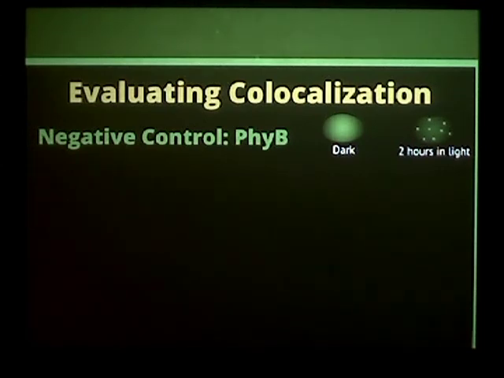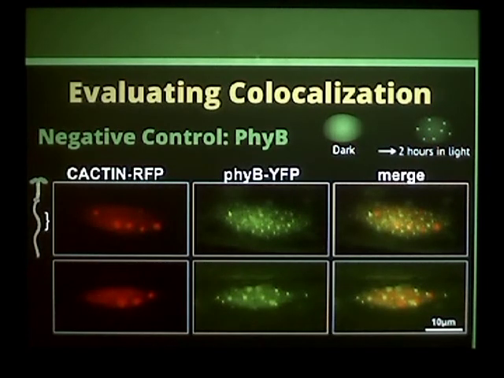So again, I wanted to use a negative control for this, because these are all overexpressed proteins with these fluorescent tags on them. Is there any chance that they're just clumping together because they're overexpressed, and that's why they're all colocalizing? So again, I used phytochrome B GFP as a control. Because I was interested in if we're getting the same speckles, I this time treated them with 2 hours of light treatment in order to have it form speckles. And what I find is, although in the cells I was looking at, cactin is in speckles and phytochrome B is in speckles, it's not the same speckles. So these are not just the speckles that all overexpressed fluorescent proteins are forming.